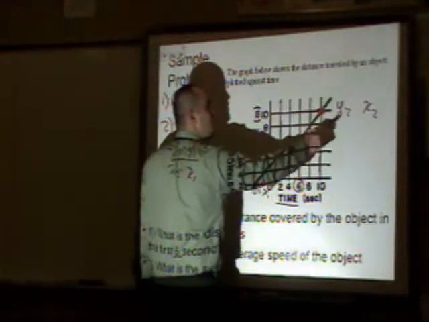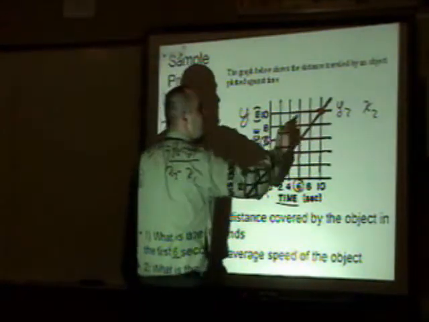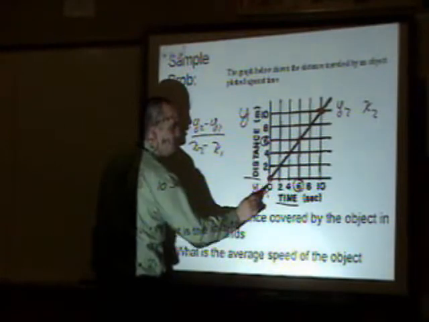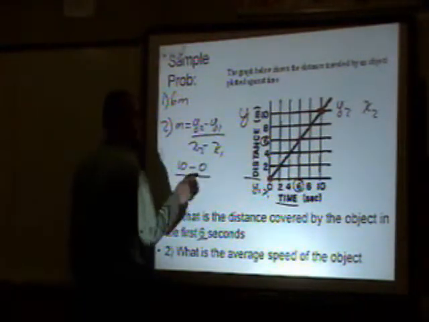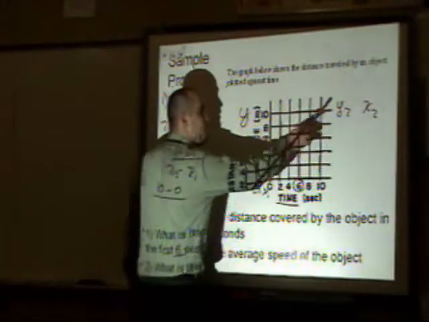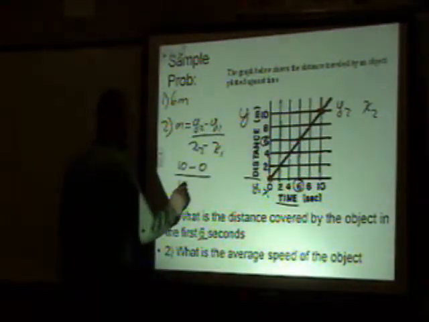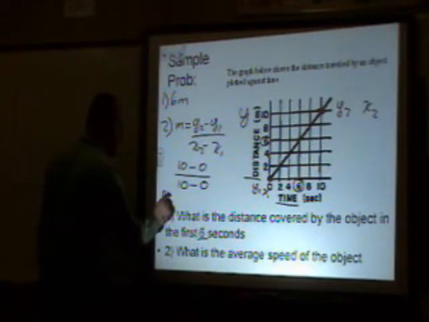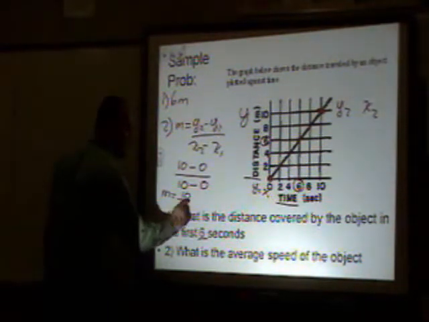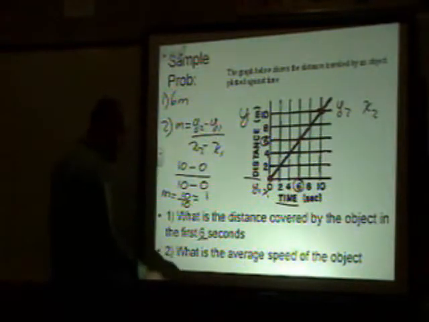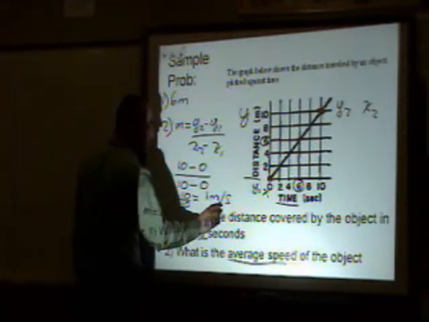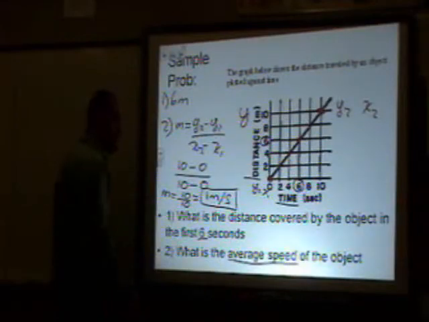So, how much is y2 up top? In the y-axis, I have 10. 10 minus y1. y1 is down here. I have 10 minus 0 over x2. x2 is up here. 10 minus, again, x1 is down here, and is 0. So your slope is 10 divided by 10, which is 1. Since we're looking for average speed, the units of average speed are meters per second. And that's it for graphs, I believe.